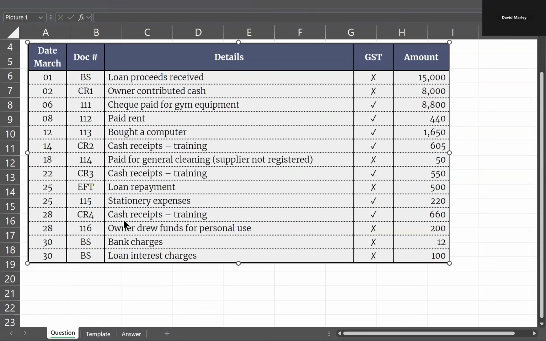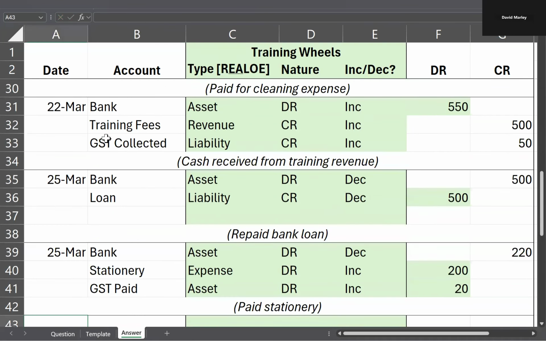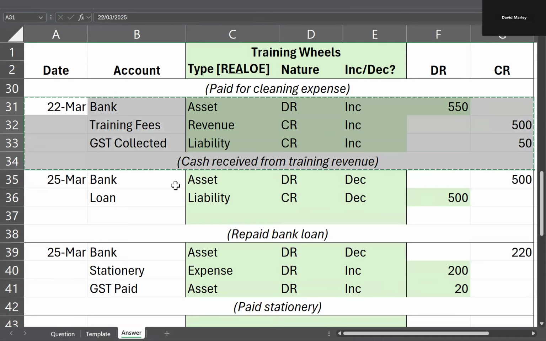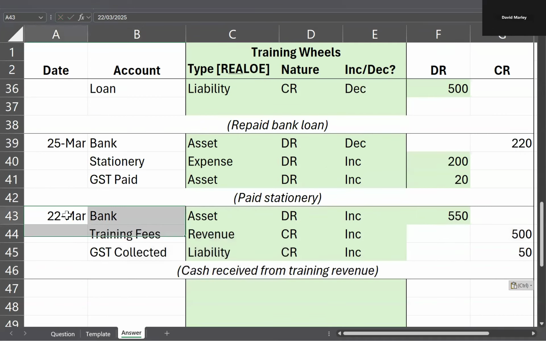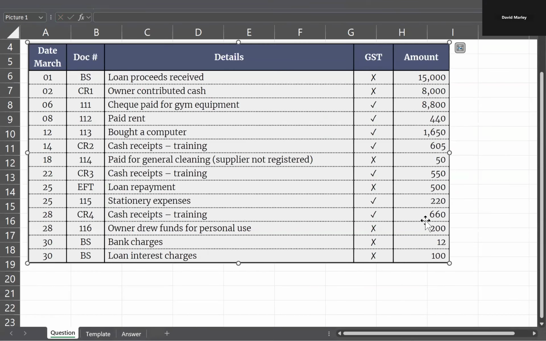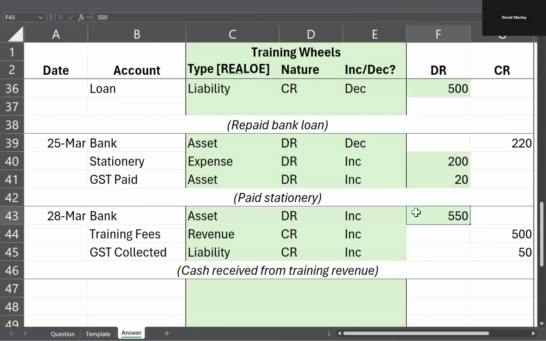All right, another cash receipts for training. Only two things to change for those. They got the date on the 28th and then the amount on 660 for this one.